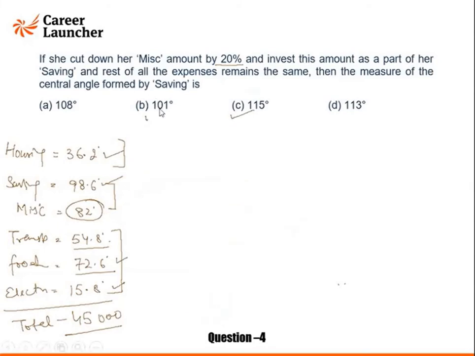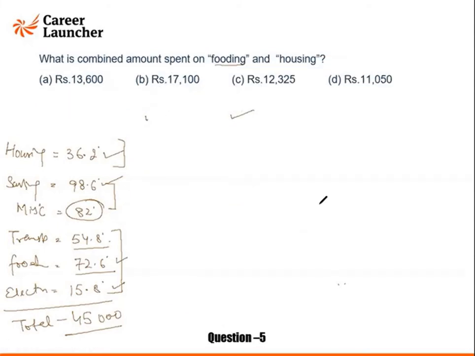Let's move to the next question now. It says, what is the combined amount spent on fooding and housing? That is fooding and housing together. So housing is 36.2, fooding is 72.6. So the angle will turn out to be 108.8 by 360. Now here we need to know the amount. For calculating the amount, we need to multiply this with 45,000.